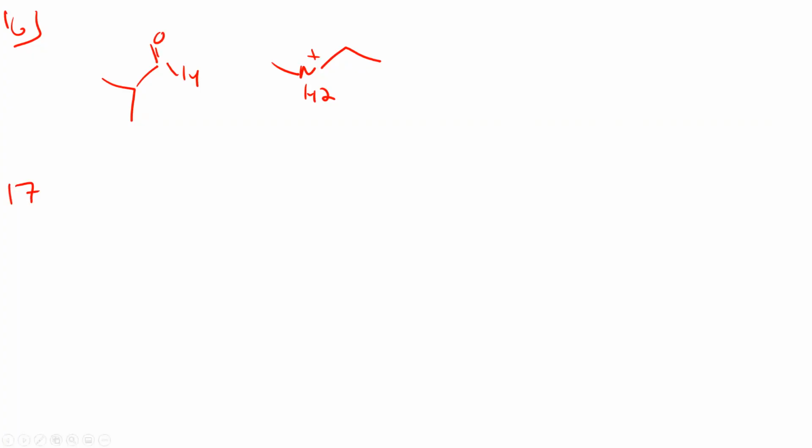17 says draw curved arrows. Remember, it's a good hydride, so it's going to come in here like this. It's a good source of hydrogen anions. Then step 2 says draw the charged organic intermediate. So let's just do that.